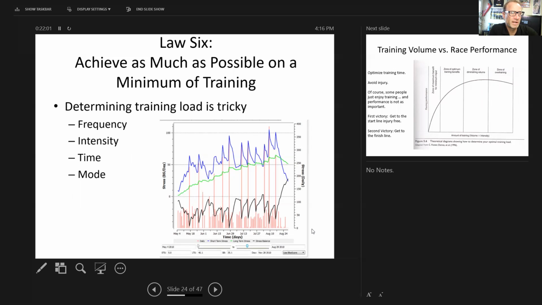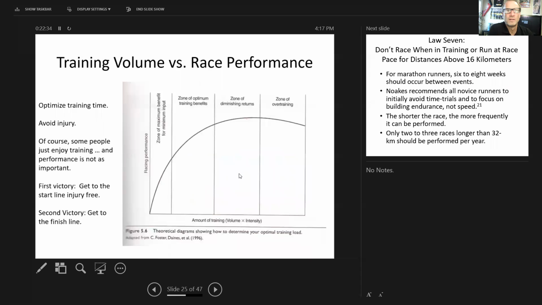This is just a graph of a training program over a period of time, from May 4th to August 24th, quantifying the amount of stress that someone has during this training program. And you can see the long-term stress is increasing consistently, and that makes sense if you're doing a training program. And then there are different cycles in this training program to increase intensity, but then recover, increase intensity, and then recover. And ultimately, you'll get a long-term benefit of that.